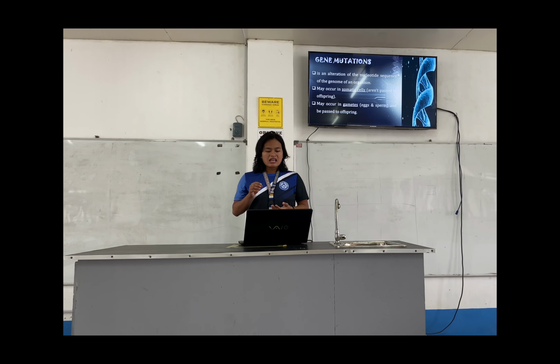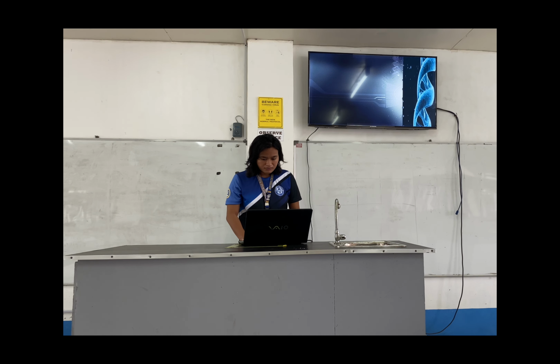When gene mutation happens in somatic cells, it is limited to the tissue's immediate surroundings of the mutated cells. It cannot be passed on to your offspring or your children. But if it occurs in gametes, which are the eggs and sperm, it can be passed on to your children. Gametes are the result of fertilization produced by primary sex cells.